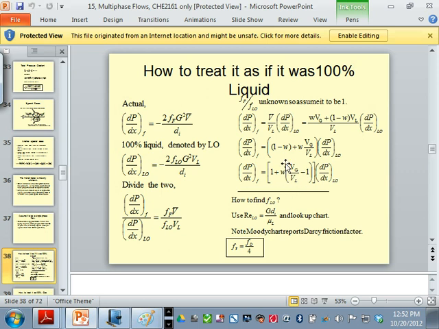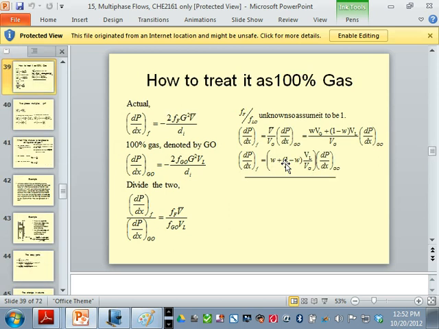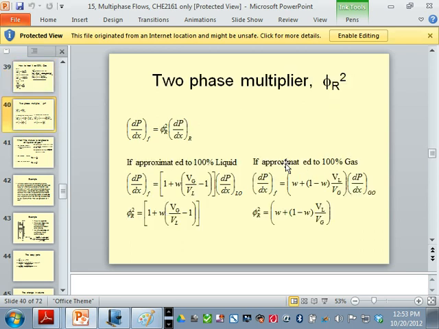If we did the same for gas only, I think it's exactly the same, except here we have V bar over VG, and only that thing changes. So that's the correction factor or the two-phase multiplier. This term that we found just now. The dpdx of the system is some correction factor times this liquid only, or this equals that times gas only.